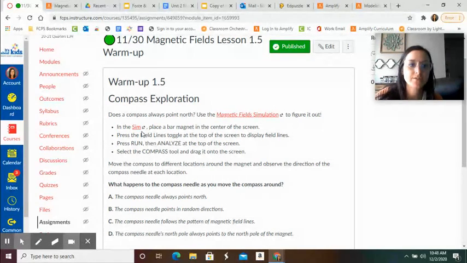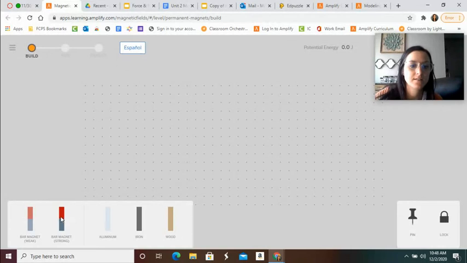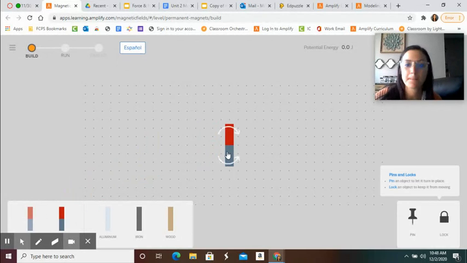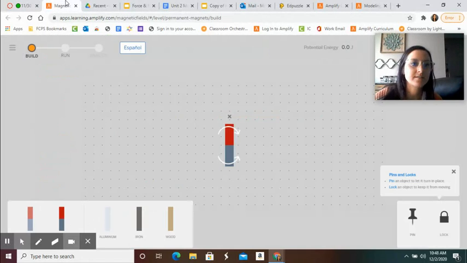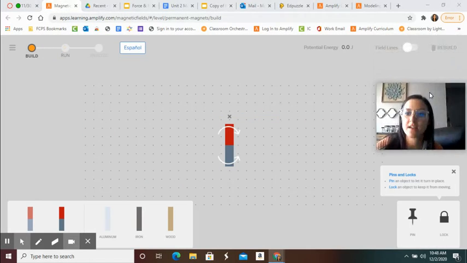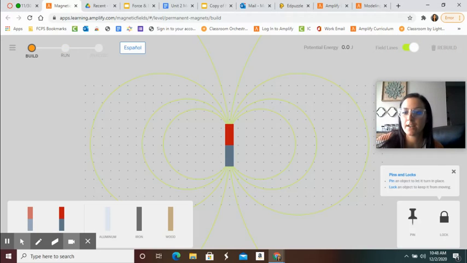And so there's some instructions. So open the sim and then put a bar magnet in the center of the screen. So simulation bar magnet. And then the field lines toggle at the top of the screen. So if you look here, and my face is covering it right here, if you click that on, now you can see that there are field lines, which are the magnetic field lines coming out of my magnet.